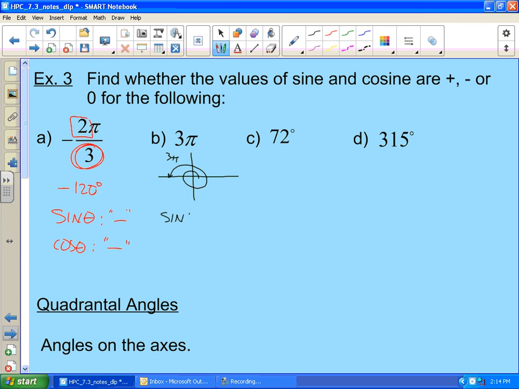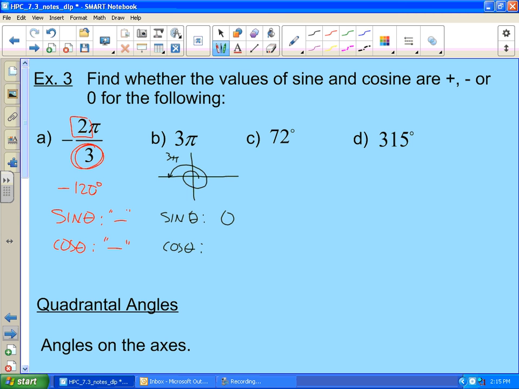I asked you to hang on to your thoughts about what things disappear on the axis. Here's where I want you to relive those moments. So what disappeared on the x-axis? What became 0? Your y's did. So if my y's had become 0 and sine measures y, what's the value on the x-axis for sine? 0.